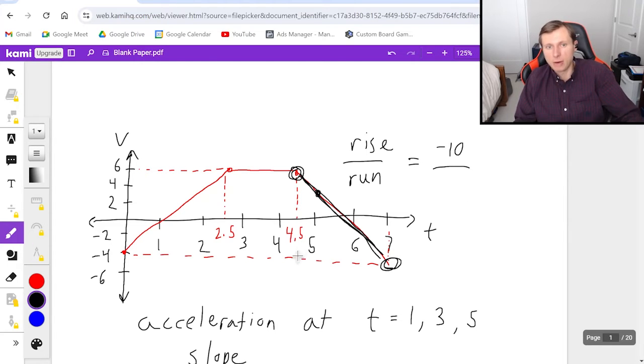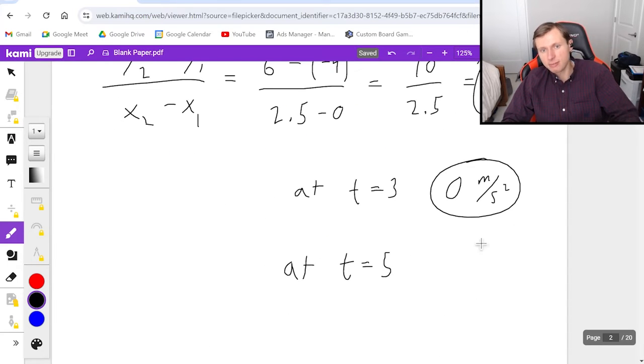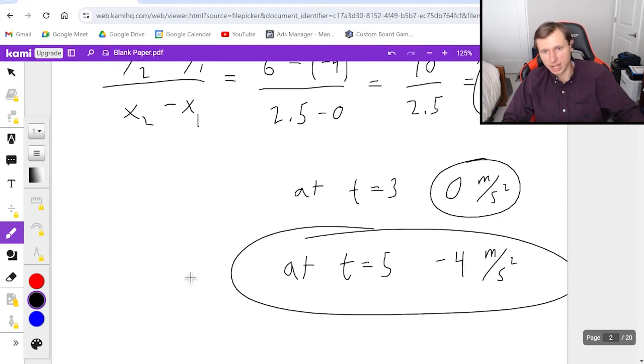The run is going to be how far we're going to the right. You're starting at 4.5 and ending at 7. So 7 minus 4.5, it's going to be 2.5, and you do negative 10 divided by 2.5, that's going to give you negative 4. Slope of that line is negative 4, meaning at time t equals 5, the acceleration is going to be negative 4, and that's meters per second squared.